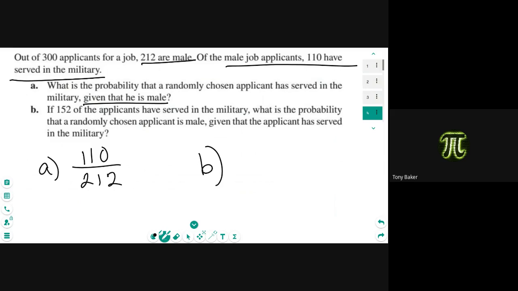If 152 of the applicants had served in the military, what is the probability that a randomly chosen applicant is male? Right. So now the given is the ones that are in the military. In this case, the given is 152. That's how many were in the military. The intersection of those, there was 110 that were in the military and male. So it's 110 over 152.